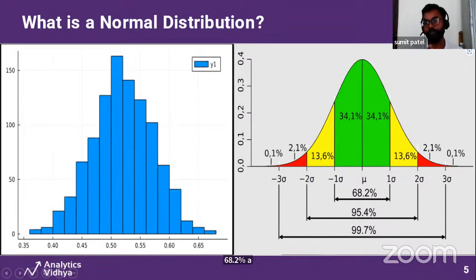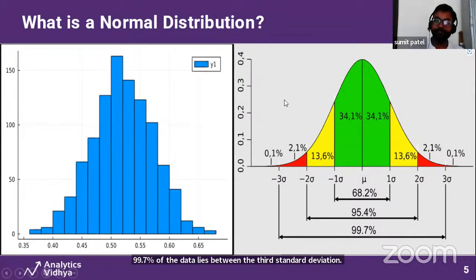68.2% or close to 68.2% of the data lies within the first standard deviation. Similarly, about 95% of the data lies within the second standard deviation. So -2 to +2, anything that lies in the yellow and green region, the probability of something lying within the second standard deviation in a normal distribution is about 95.4%. And about 99.7% of the data lies within the third standard deviation.